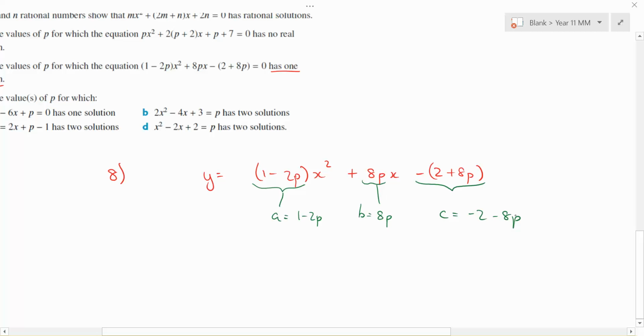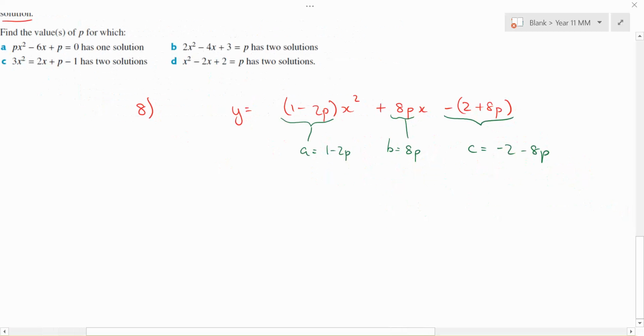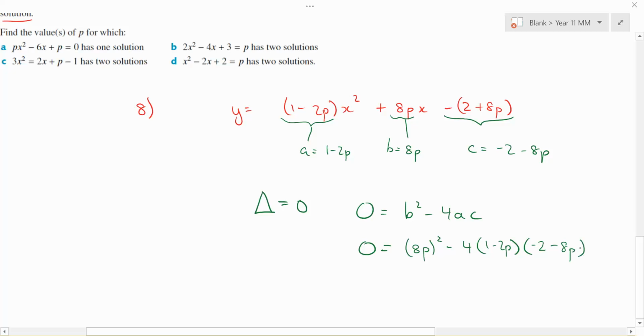Okay. Now, answering the question, you want to have one solution, meaning one x-intercept. The only way you're going to have one x-intercept is if the discriminant equals 0. So again, you need b squared minus 4ac. You need this to equal 0. So here we go. B squared, which is 8p all squared, minus 4 times a, which is 1 minus 2p, times c, which is negative 2 minus 8p.